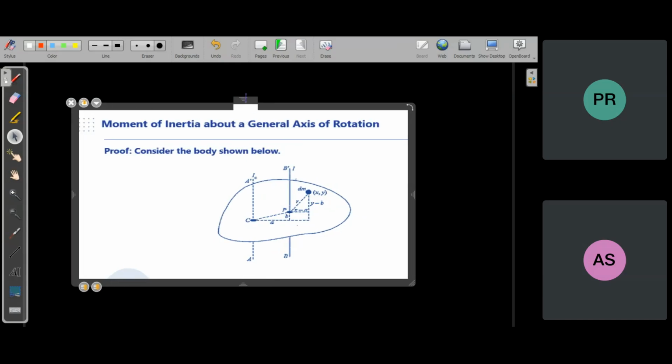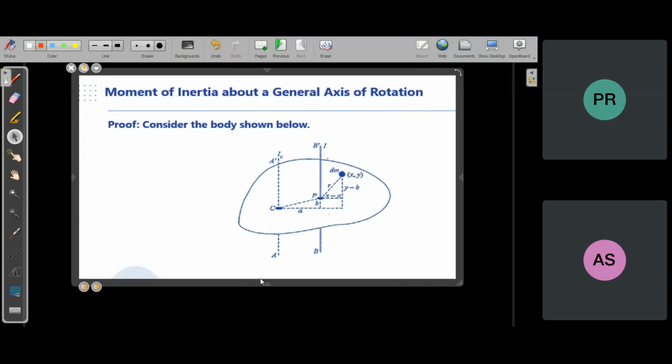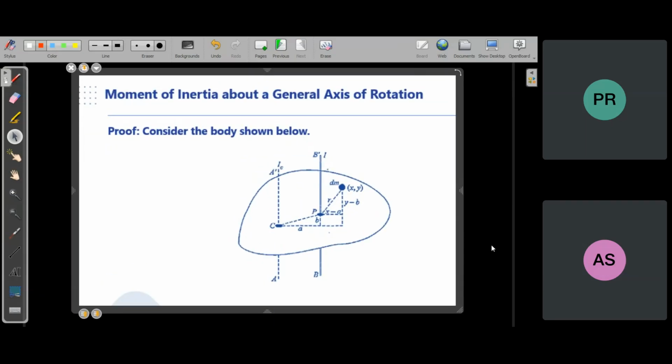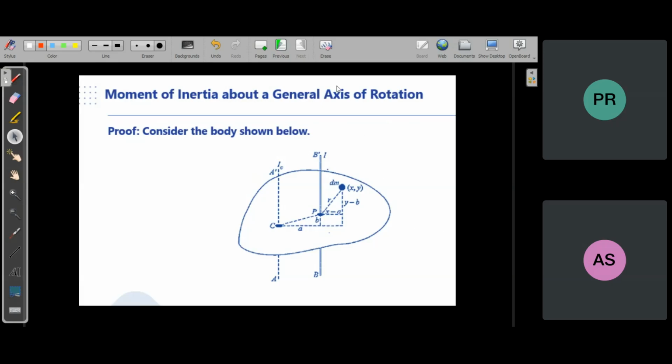Again, there is some proof here also. Because the two axes are parallel, there will be some perpendicular distance between the two axes. Let's call that perpendicular distance d.